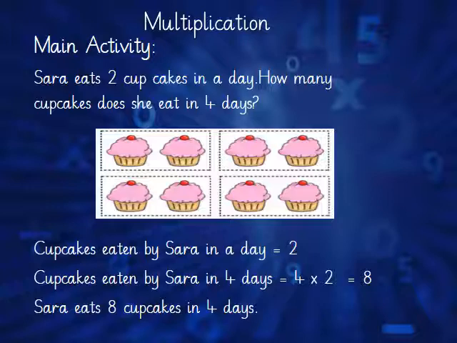Our statements are: cupcakes eaten by Sarah in a day is equal to 2. And cupcakes eaten by Sarah in 4 days is equal to 4 multiplied by 2 is equal to 8. Our answering statement is Sarah eats 8 cupcakes in 4 days. You can count the total number of cupcakes to ensure your answer. Yes, this is the same.